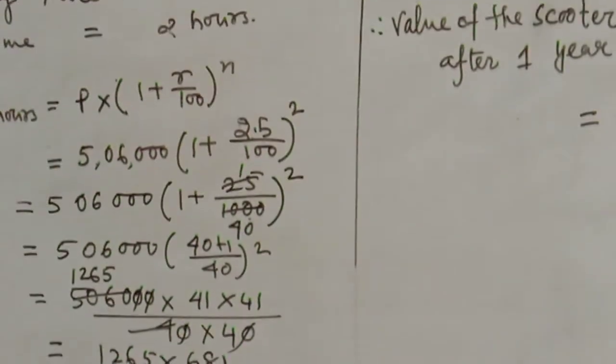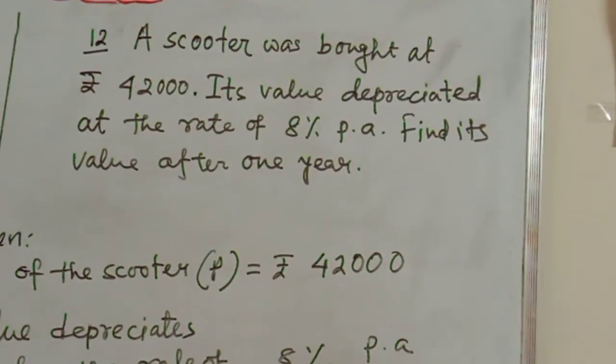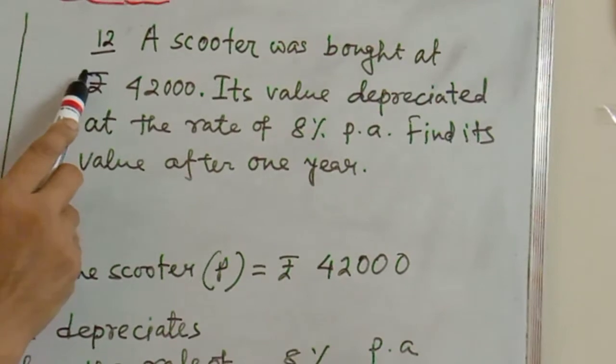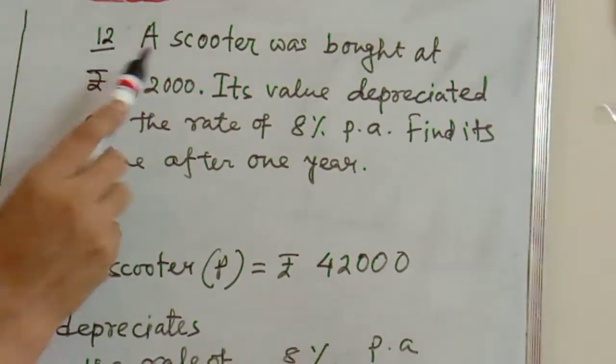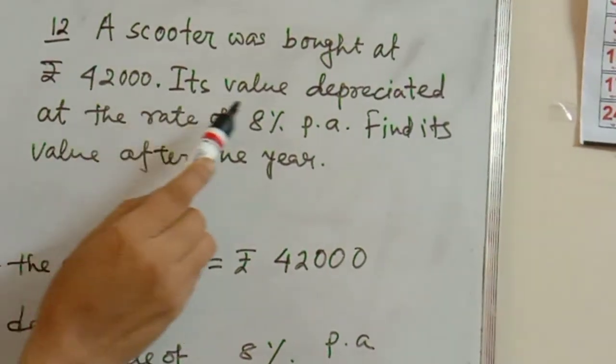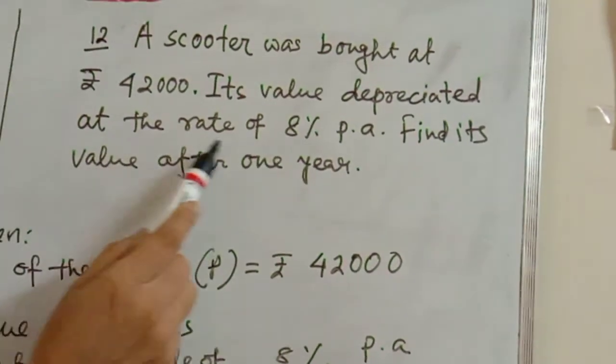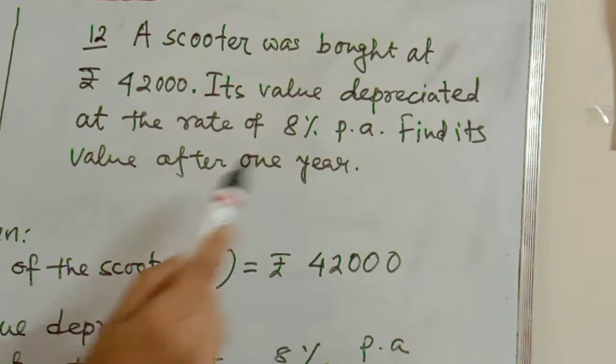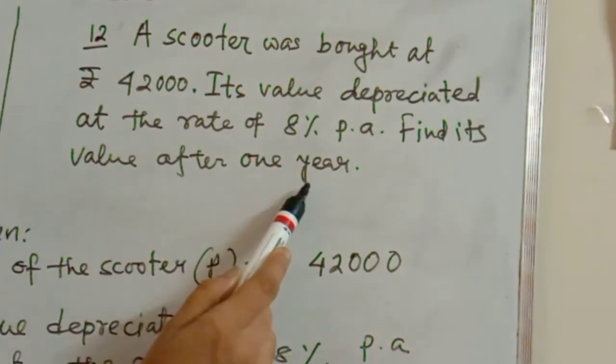Now come to the next sum. Now last question of this exercise, question number 12. A scooter was bought at rupees 42,000. Its value depreciated at the rate of 8% per annum. Find its value after 1 year.